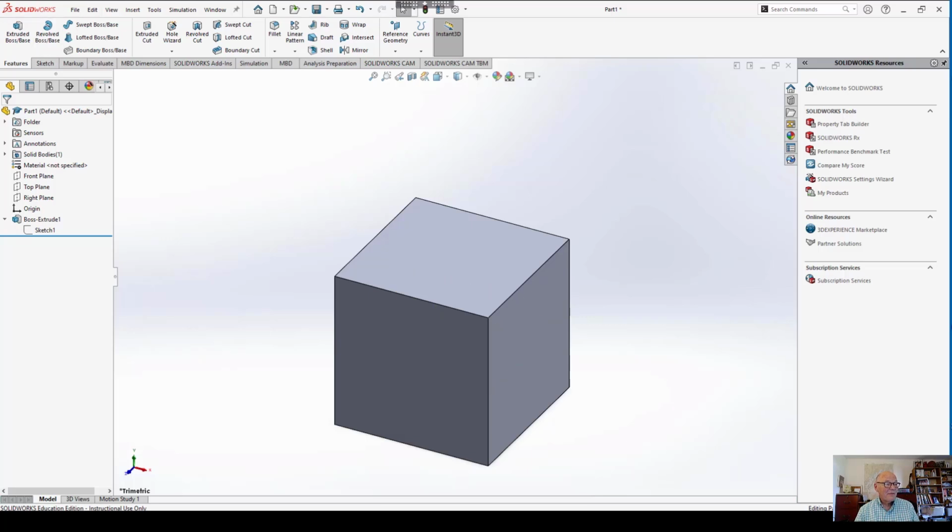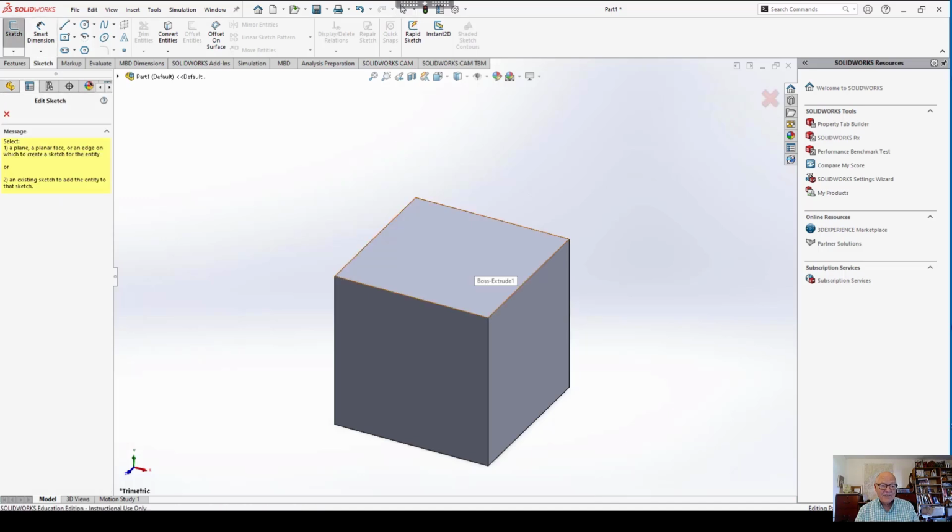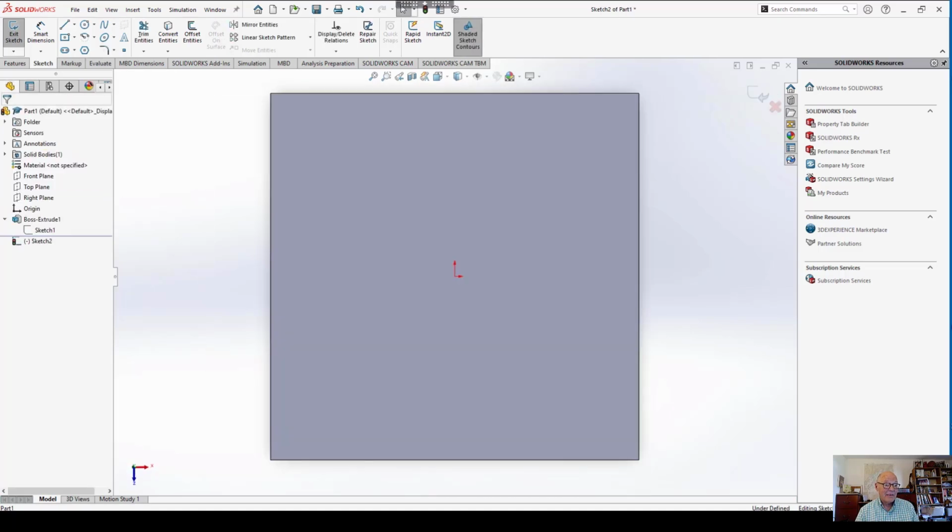I'm not going to go over here to features, but instead to sketch. Instead of selecting one of the primary planes, I'm going to go to the sketch tool and I'll just pick one of these surfaces. And it tells me over here what to do: pick a plane, a planar face, or an edge, or an existing sketch. Well, we're not trying to do anything with an existing sketch, so we're going to pick a planar face, which is right there.